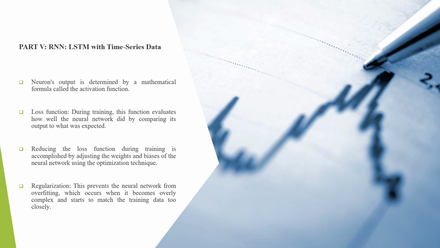Before training, the neural network's initial weights and biases are established using an initialization procedure. The degree of modification of the weights and biases in each optimization algorithm iteration is determined by a parameter called the learning rate.